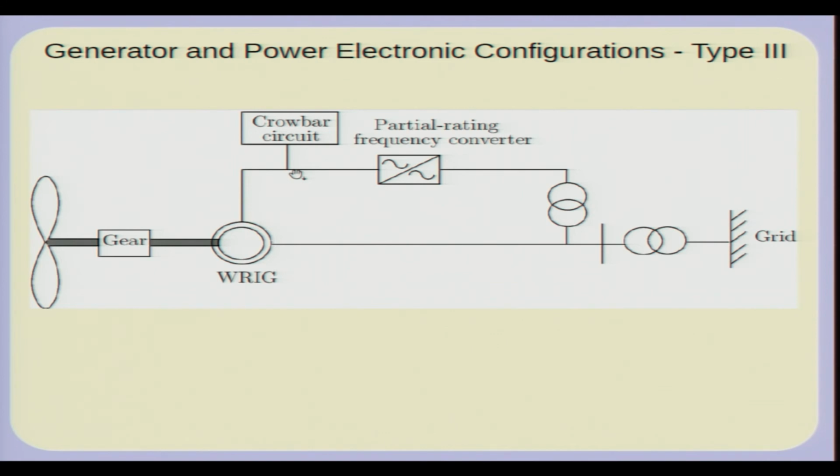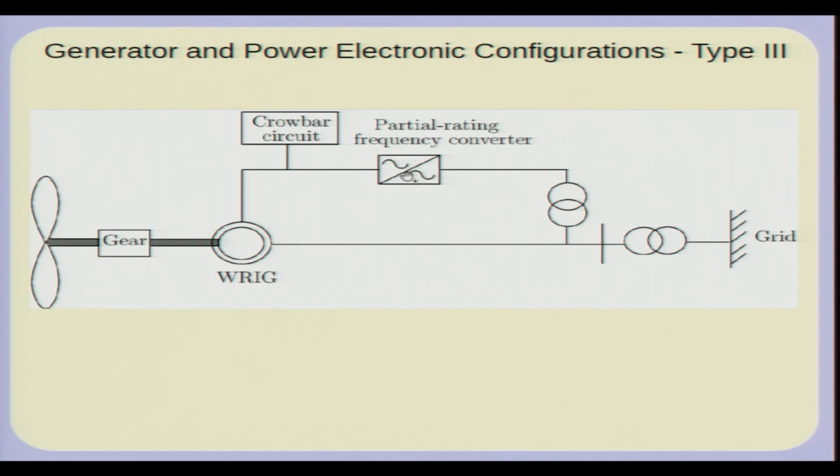A crowbar circuit is essentially a circuit which, in case there is a fault near the grid, on the induction generator, will find large currents in the rotor windings, and this is in some ways bypassed by an arrangement called a crowbar circuit. Now, let us just look at this system here.